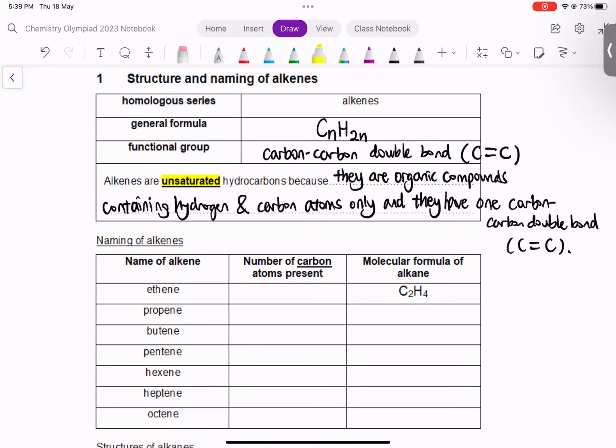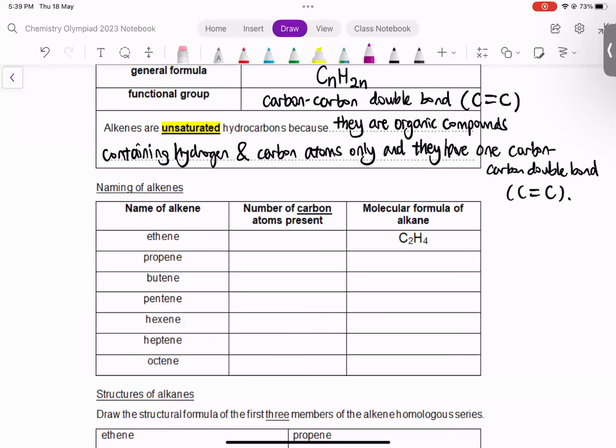Now we move on to the table. Immediately you realize the naming has a certain system. I hope you remember the system is that the prefix, the first part of the name, tells you the number of carbon atoms. The first member has 2 carbon atoms: ethene, C2H4. And it goes in order. Propene is 3, butene is 4 carbon, pent, hex, hept, oct. This is the order of prefixes. Eth is 2 carbons, prop is 3 carbons, and so on and so forth.